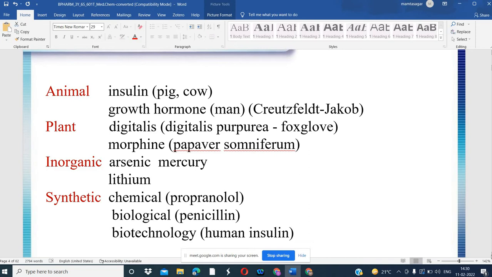Digitalis purpurea, foxglove. So these are names of plants, and papaver somniferum. These are names of plants. Digitalis is obtained from the foxglove. Morphine is obtained from papaver somniferum.